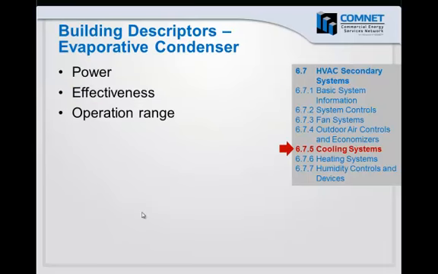When you have an evaporative condenser, again, this is not applicable for the baseline building, but in this case, the building descriptors include the fan power for the evaporative condenser, its effectiveness, which is its ability to reach wet bulb temperature, and the operation range.